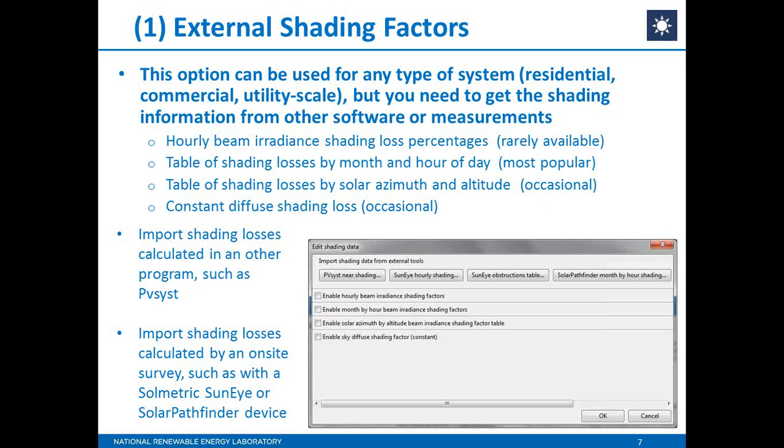The second way to model shading losses in SAM is by using our self-shading calculator. And this option is really primarily designed for large commercial rooftop or utility scale installations that are arranged in a regular pattern where one row of modules shades the next row of modules.